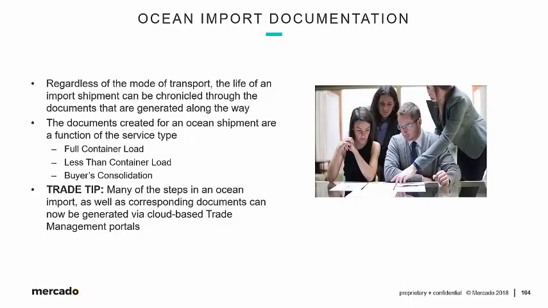The documents, be they hard copy or electronic copy, really tell the story, the physical progression of cargo across a supply chain. Second bullet, the documents created for an ocean shipment are a function of the service type. We talked about full container load, LCL. We'll be talking about buyer's consol in much greater detail in our upcoming module, but these different models determine what kind of documents are required and how those documents are going to look.